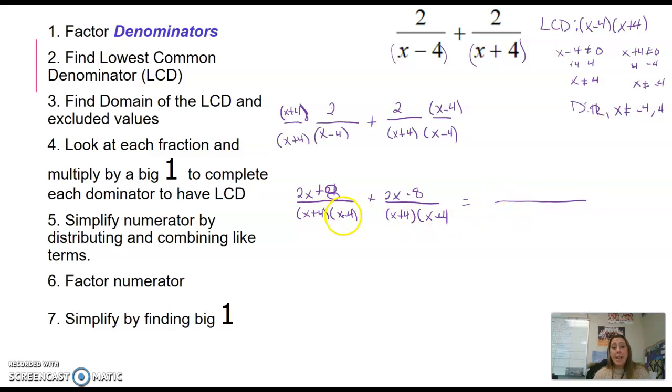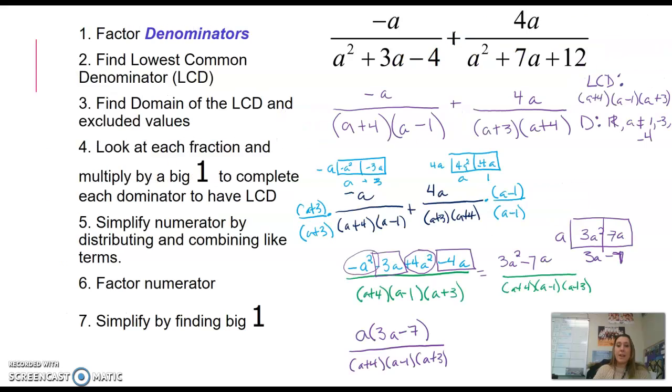So now that we have our lowest common denominator, that is just going to be part of our answer. So I can write x plus 4 times x minus 4, and that's going to be our denominator. And now I need to combine like terms. So I have 2 plus 2x, which is 4x. Then I have 8 plus negative 8, which is 0. So then I can look to see if I can factor the numerator. I cannot factor the numerator, so this is our final answer for this one.